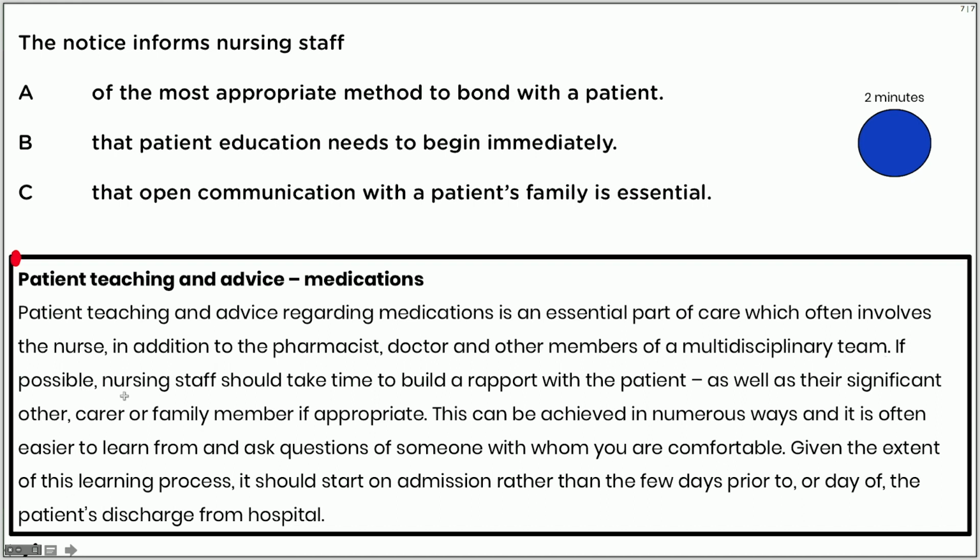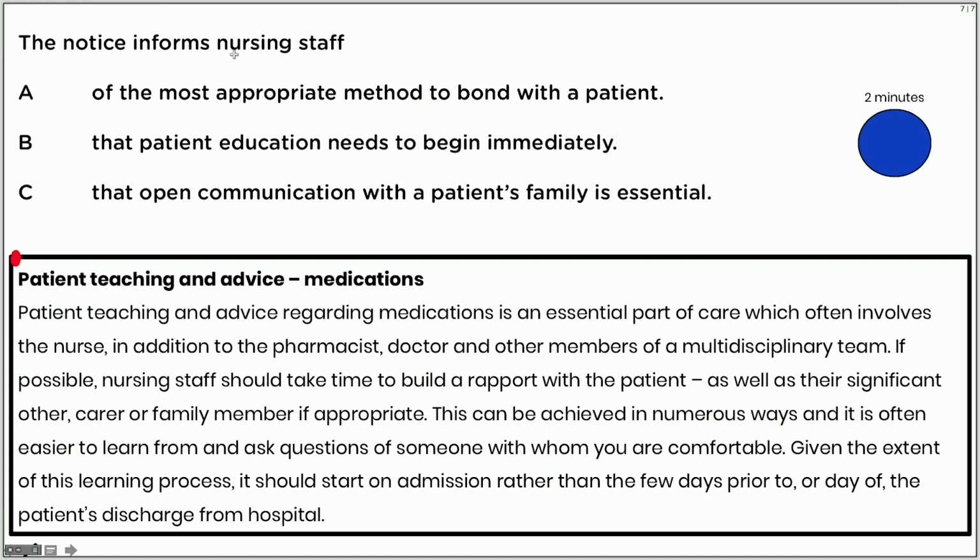If possible, nursing staff should take time to build a rapport with the patient, as well as their significant other, carer, or family member, if appropriate. This can be achieved in numerous ways, and it is often easier to learn from and ask questions of someone with whom you are comfortable. Given the extent of this learning process, it should start on admission rather than the few days prior to or day of the patient's discharge from hospital.